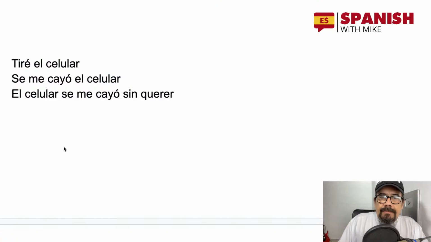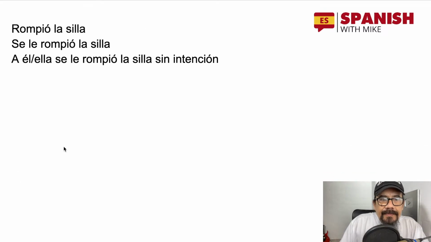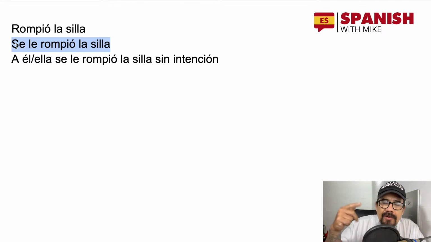Okay, so let's keep on with the examples. So, rompió la silla. Él, ella, o usted. He, she, or you, singular formal. You or he or she broke the chair. But hey, it wasn't their fault. So, se le rompió la silla. Meaning that they didn't mean it, either he, she, or you, singular formal. A usted se le rompió la silla. A él se le rompió la silla. A ella se le rompió la silla. And this means it was an accident.